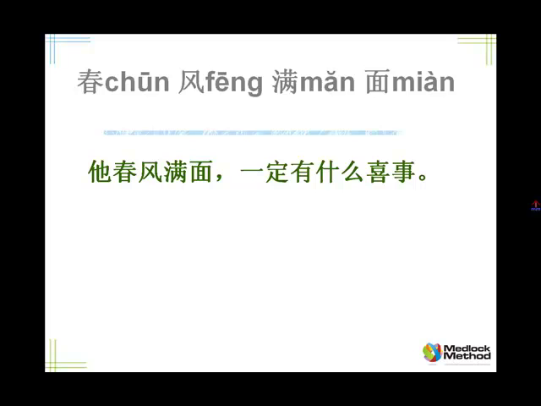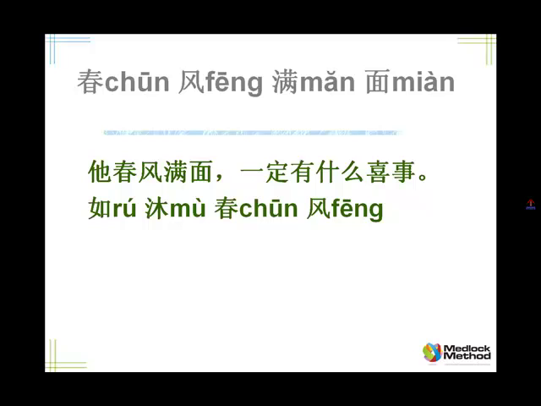Okay, 春风满面. And 春风 can be used to describe someone as very nice to you, so that you feel you are in the spring wind. For example, 如沐春风. 如 is like. 沐 is shower. So it's like having a shower in the spring wind.